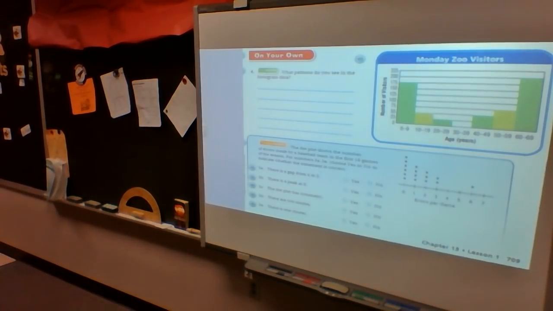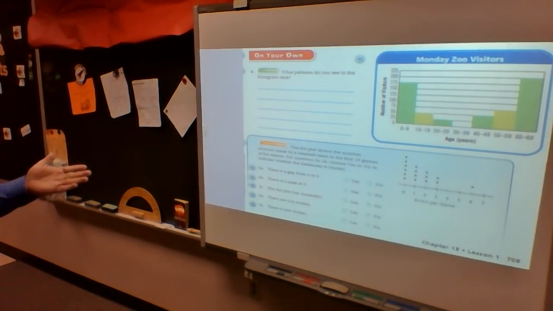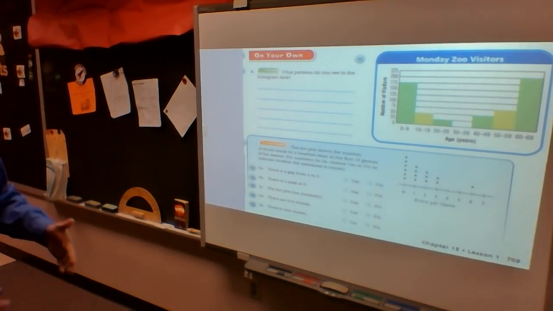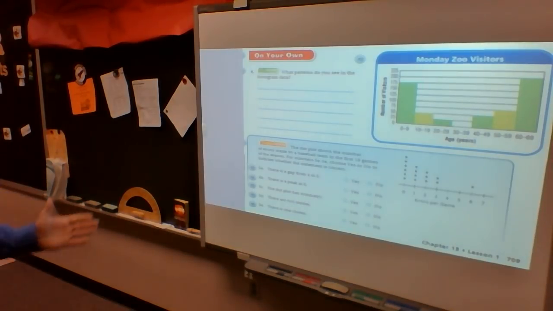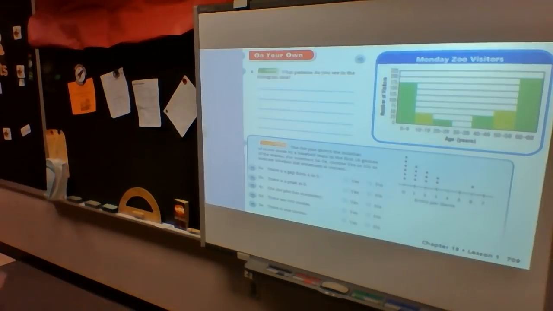Going on. Now I have a histogram. What patterns do you see in this histogram? This is very basic and very simple. I don't have any major numbers. I just have to look at it and explain what I'm seeing. So what am I seeing?